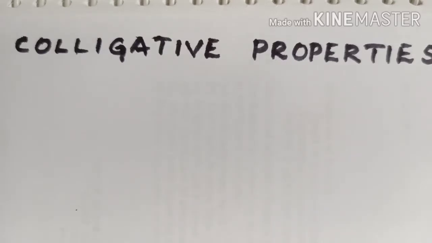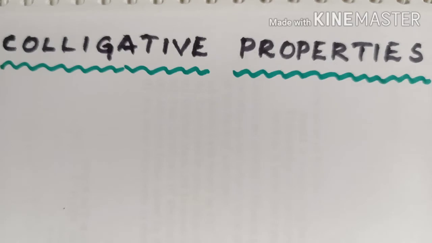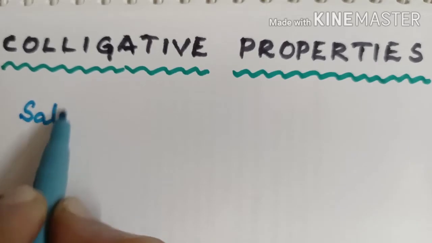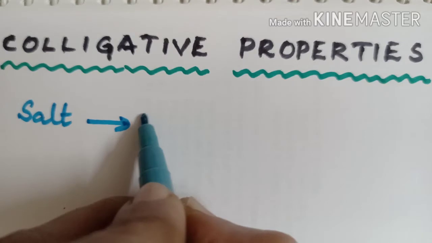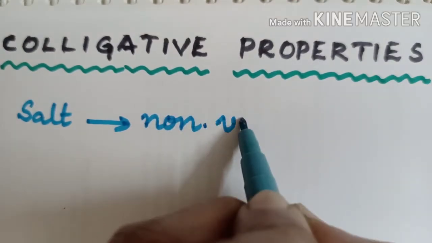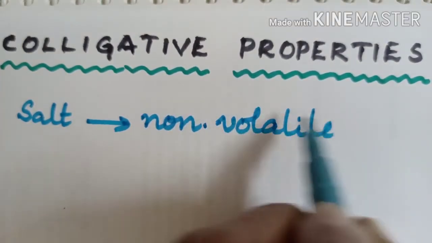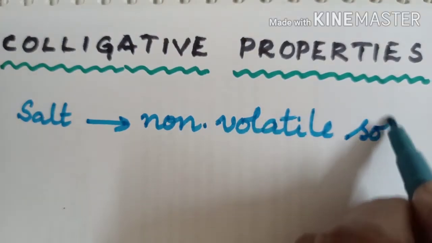In this chapter, we are going to discuss the colligative properties of a solution. The solution is produced by adding some amount of non-volatile solute in a volatile solvent. For example, I am preparing a salt solution. So salt forms the solute. What type of substance is salt? It is a non-volatile solute.